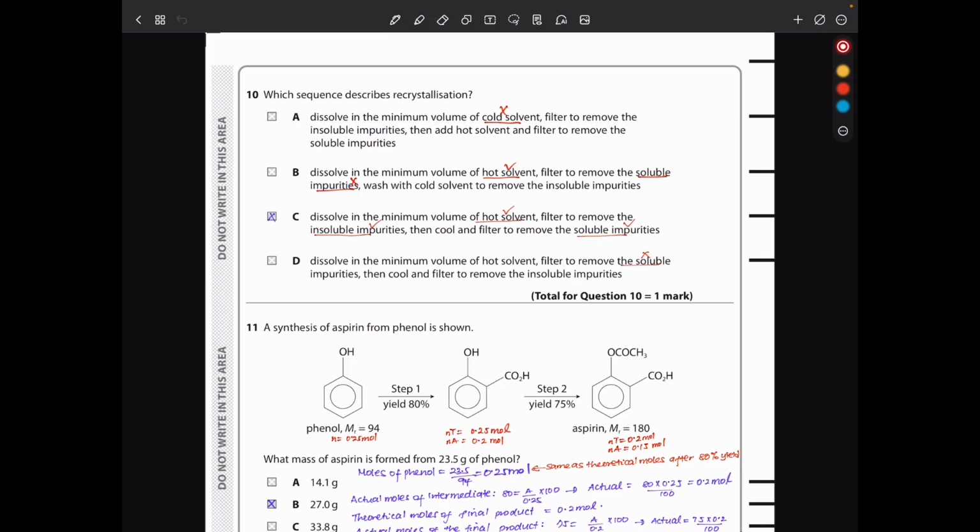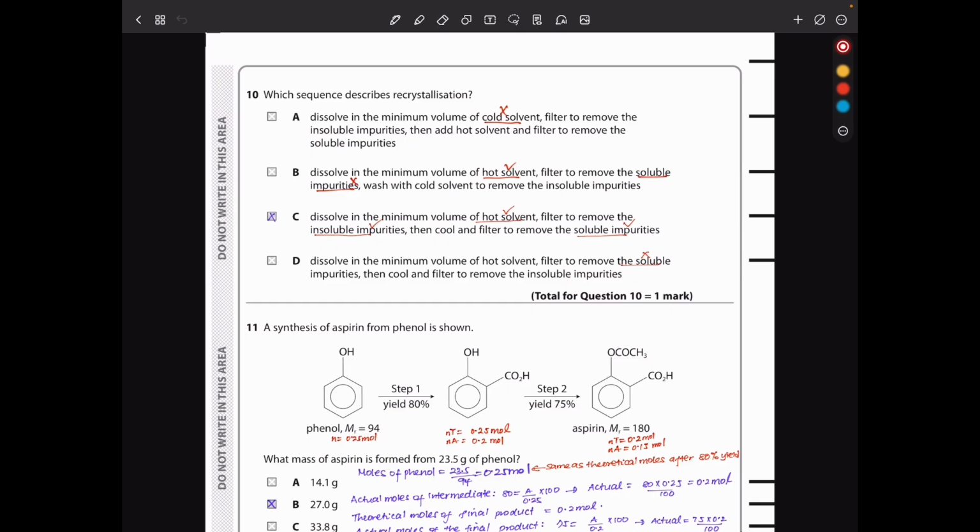In question 10, which sequence describes recrystallization? During recrystallization, we dissolve the crystals into a minimum amount of hot solvent so that all soluble impurities at high temperature dissolve while the insoluble impurities are filtered out. Then you cool down so that you can form the crystals, after which the crystals are going to be filtered, and then you wash them with a minimum amount of ice cold solvent.